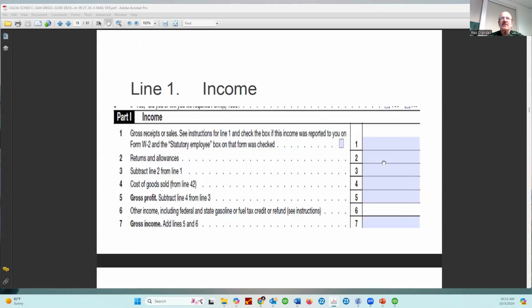So gross receipts, total income you got during the year. Then if you had refunds and allowances, that's a minus. Then cost of goods sold is a computation if you're in a product business. Then we come up with a gross profit. And it says other income, including federal and state gasoline or fuel credit. I never see any of that. So in my returns, line 5, gross profit, is the same as gross income.